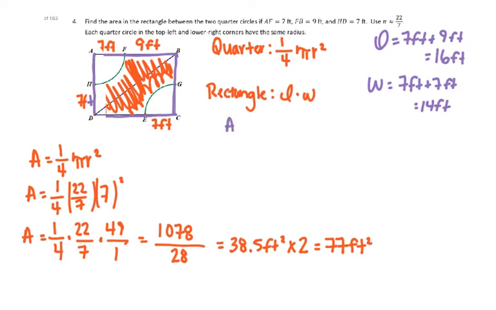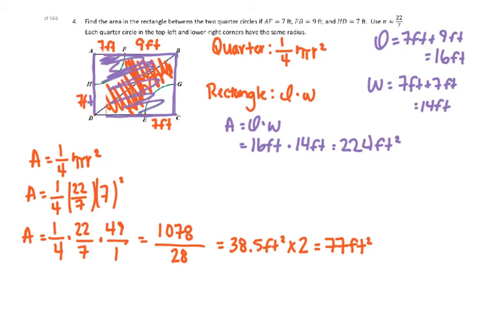So remember, the area of my rectangle is length times width. So I'm simply going to multiply 16 feet by 14 feet. And when I multiply those two numbers together, 16 times 14, that gives me 224 feet squared. Now, I want us to understand that I just found the area of the entire rectangle, meaning the entire inside of my rectangle.